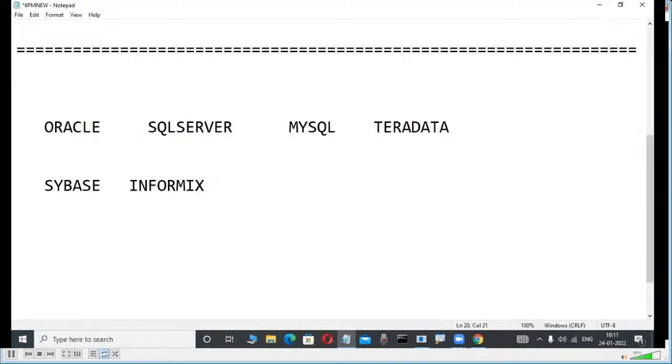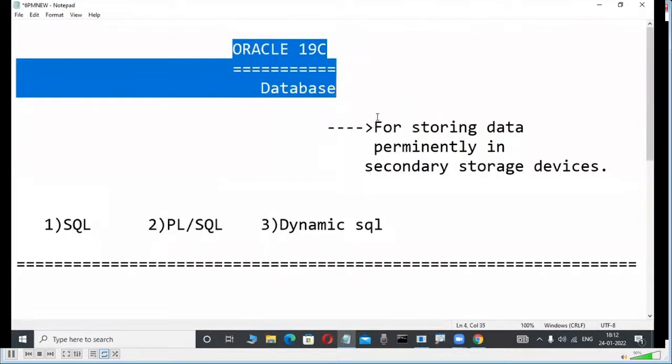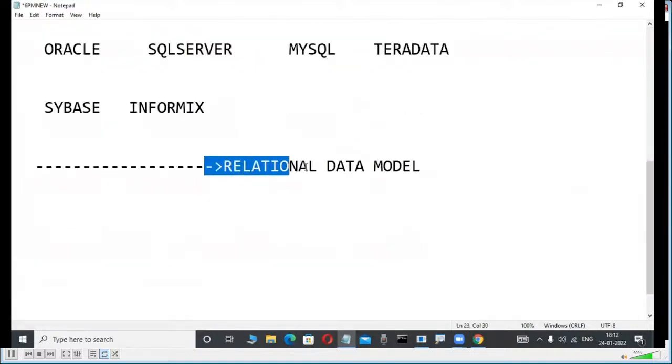These products are all relational databases, or these products are all implemented based on the relational data model. Relational data model is a concept. Observe here, data model is a concept. You must be familiar with it before we start. If you are interested to learn these types of courses or products, minimum knowledge is required.